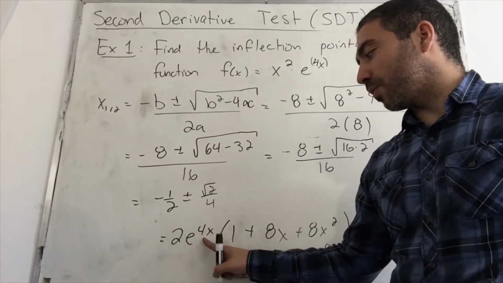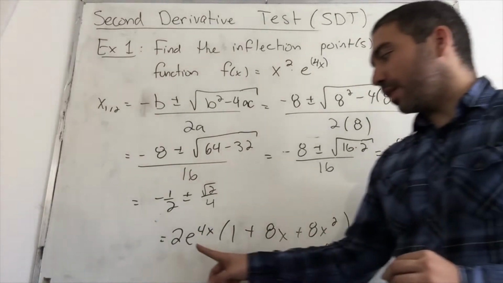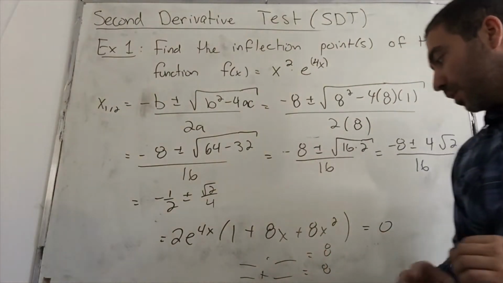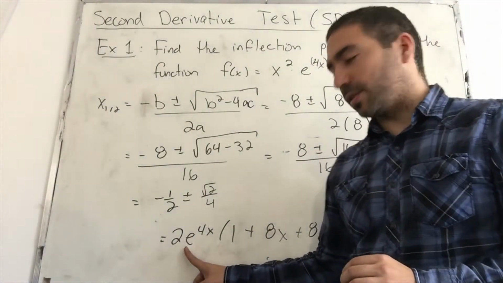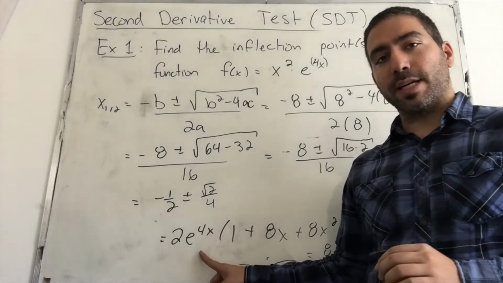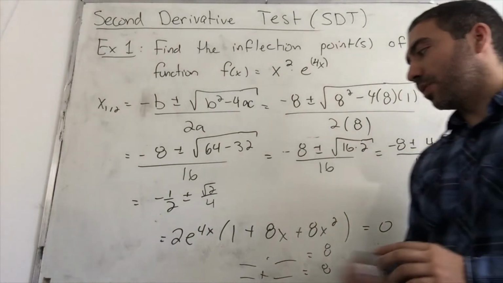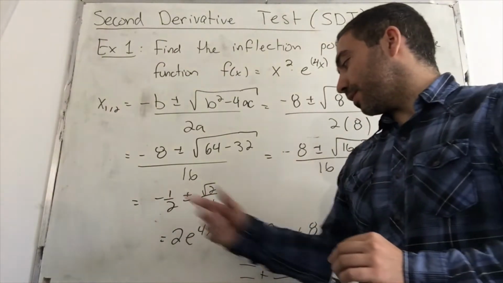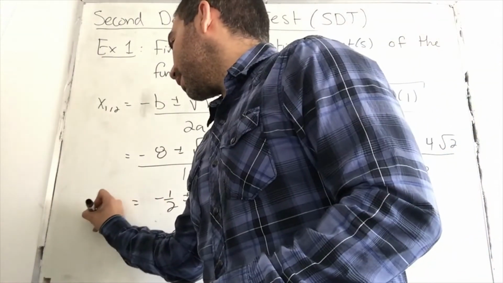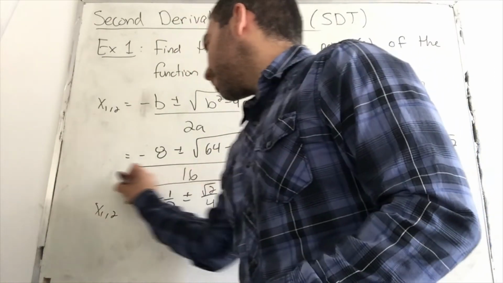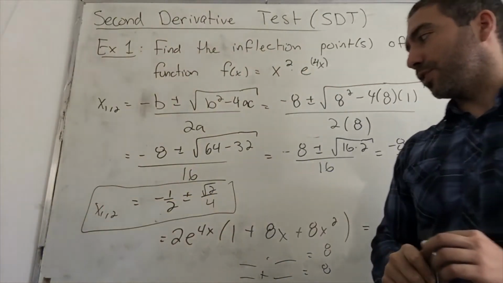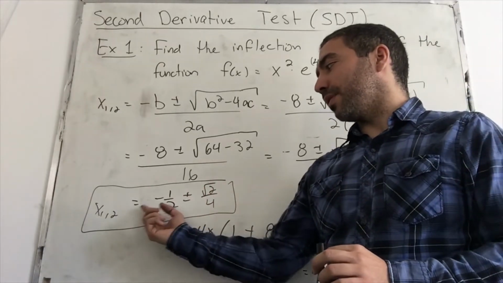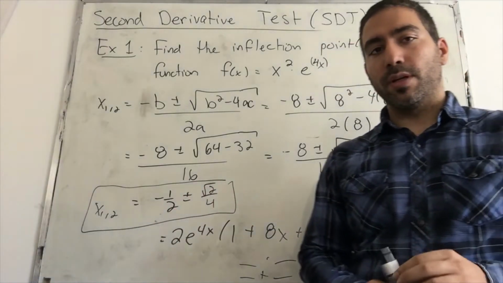Notice that we have e to the 4x equal to 0. Well, could an exponential be equal to 0? No, because we have an asymptote at 0. So exponentials can never be equal to 0. There's no value that you could replace x with to make it equal to 0. So this can't be equal to 0, the 2 can't be equal to 0, so the only way for this to be possible is if x equals x1 or x2. So we have two inflection points. We have negative 1/2 plus square root of 2 over 4, and we have negative 1/2 minus square root of 2 over 4. So those are the x values.